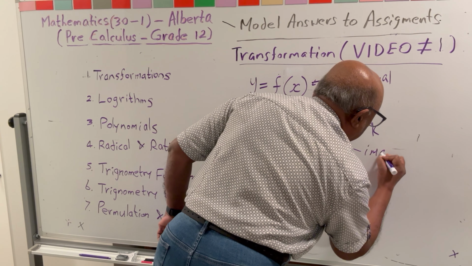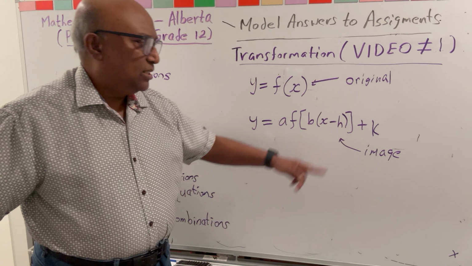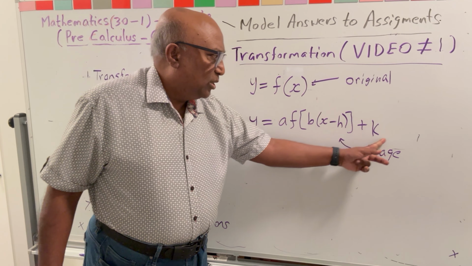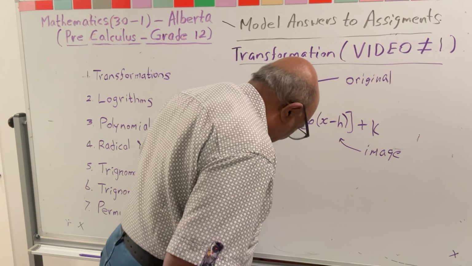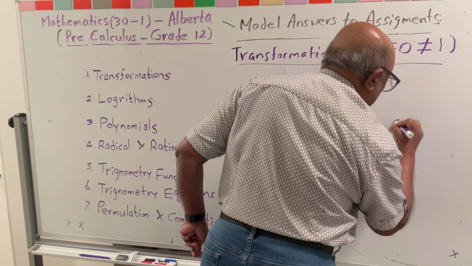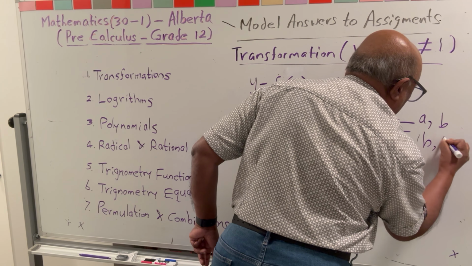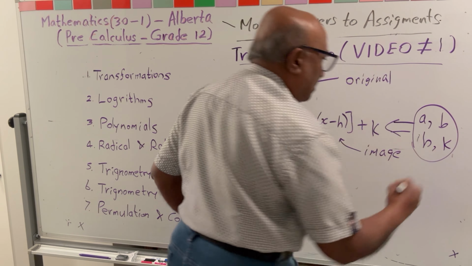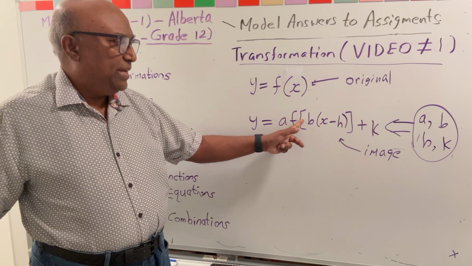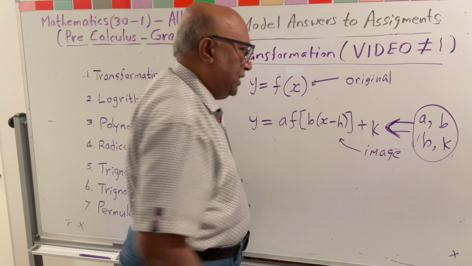That means the function obtained after a series of transformations. Okay, what does this function include? This transform function includes some number of parameters: A, B, H and K. This is just an arrow, just to indicate that.